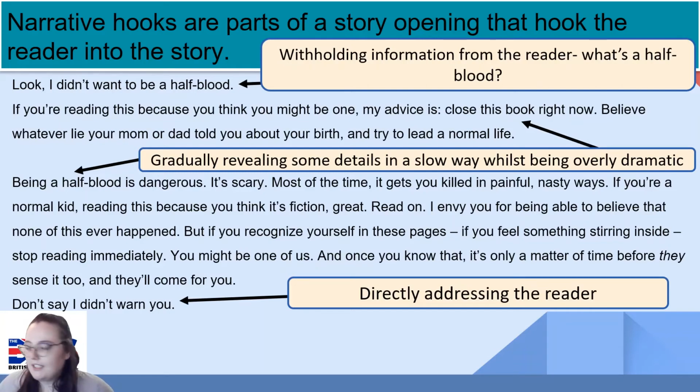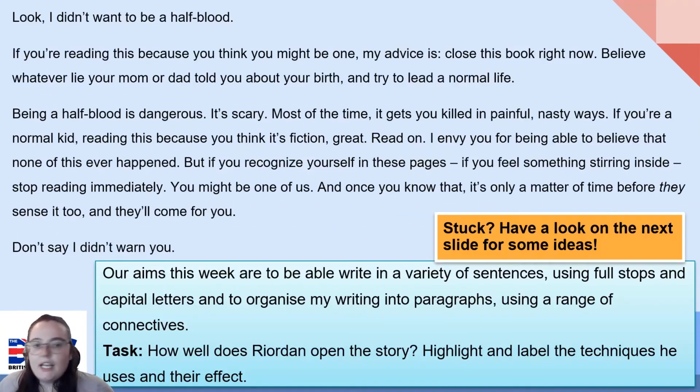And what I'm going to ask you to do is to find a few more. Now, this task is very similar to a kind of GCSE question you might get. I know GCSEs are a long way away, but the earlier we start practicing them, the better we're going to get. So the question we're going to answer today is, how well does Riordan open the story? Highlight and label the techniques he uses and their effect.